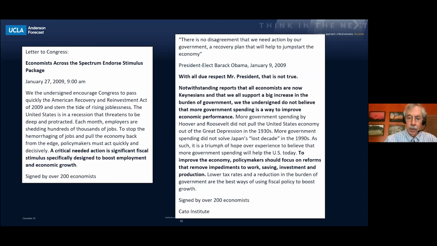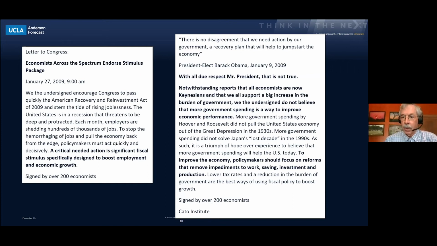And in response to that, Barack Obama reported that there was need for action, and there was no disagreement about that. And in response to that, we have a January 9th, 2009 message sent to the president and to Congress by another 200 economists who said, with all due respect, Mr. President, this is not true.